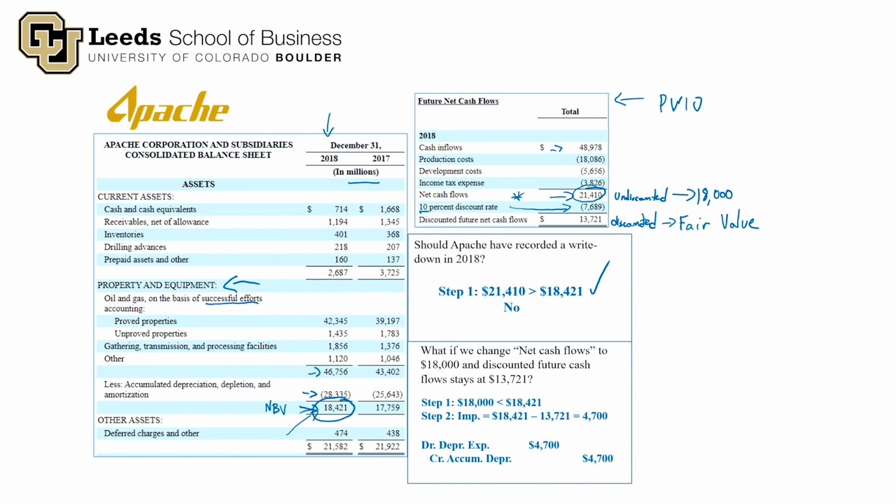So step one is you get to take this higher number, $21.4 billion, to compare that to your book value. And if you pass that test, you can not record an impairment even if the fair value is lower than your book value. So 13.7 lower than 18.4. So that 18.4 is actually not supported by fair value, but we can still avoid recording an impairment because of this two-step impairment rule. Okay, so that is how to implement the two-step impairment rule for Apache. And not all companies, by the way, will give you this extra disclosure of future cash inflows. This is just oil and gas companies.